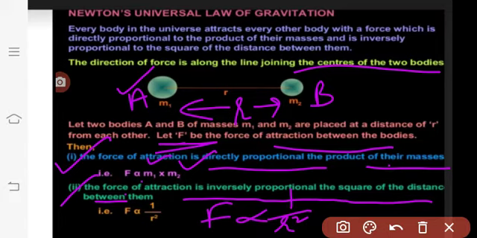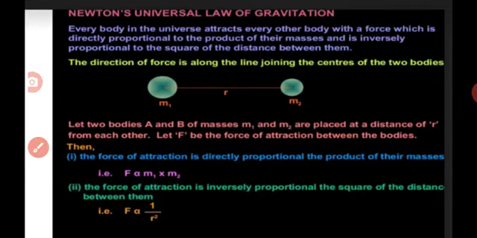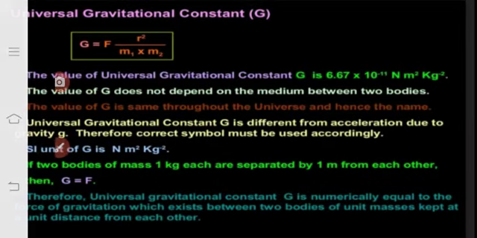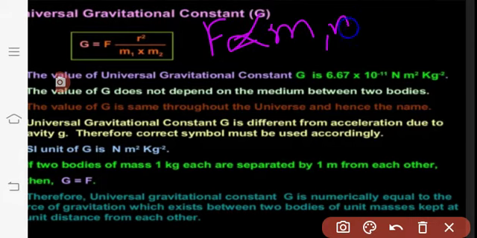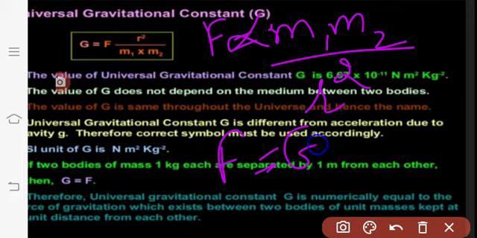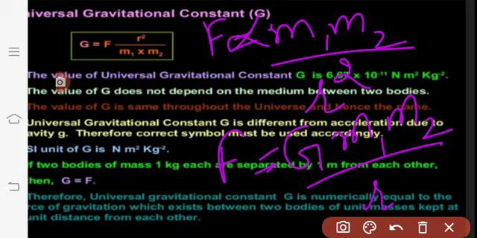Then this is equation number 1, this is equation number 2. Combining equation first and second, what will be your answer? F is proportional to m1 m2 divided by r square. Means F is equal to, removing the proportionality sign, G m1 m2 divided by r square, where G is the universal gravitational constant.